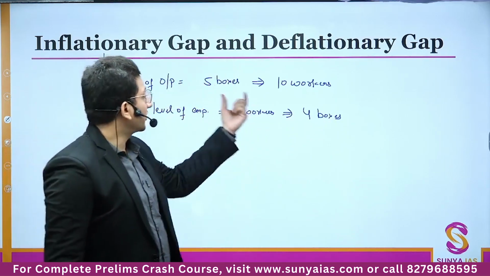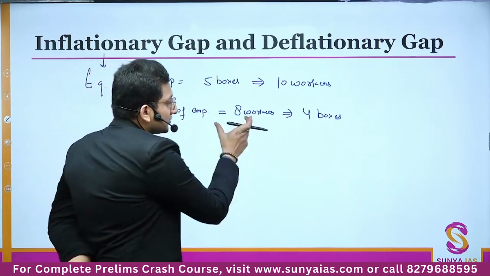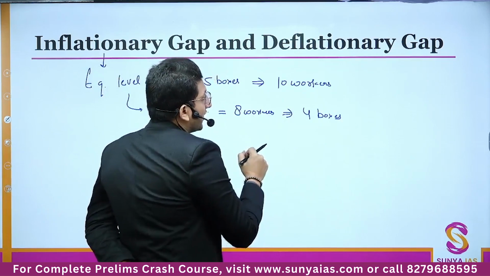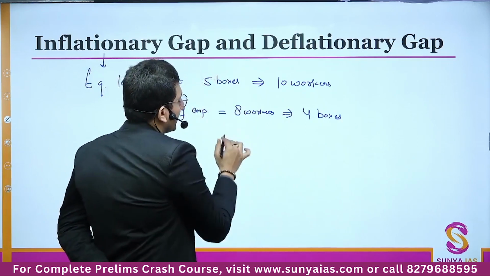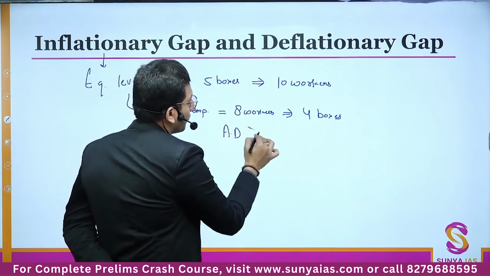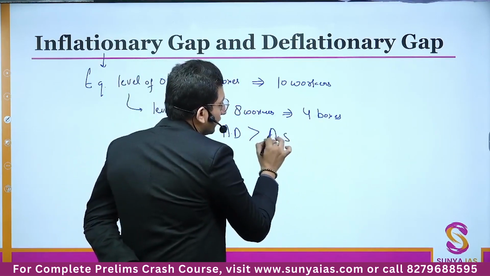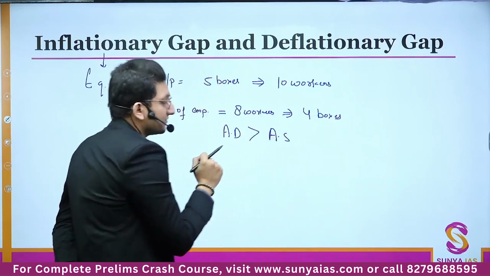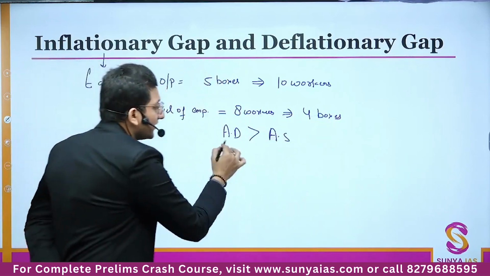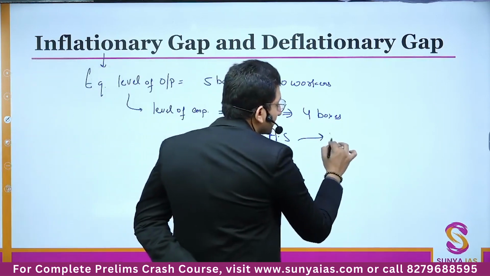Because 2 workers produce 1 box. It is simple, this much mathematics, right. So what we are producing is 4 boxes. So now here you can see that the aggregate demand we have is of 5 boxes. And what we are producing? We are producing only 4 boxes, right? So our aggregate demand is more than the aggregate supply. This is what we called inflationary gap.